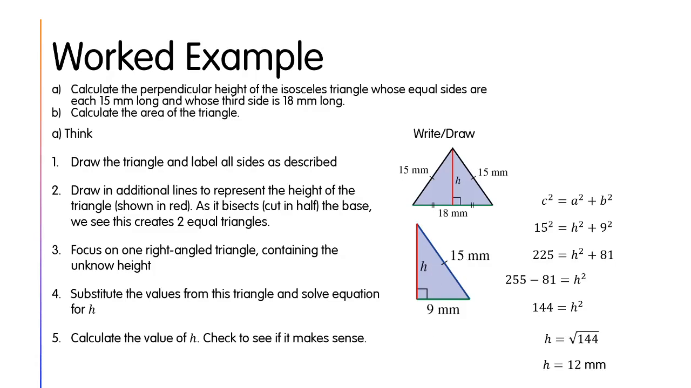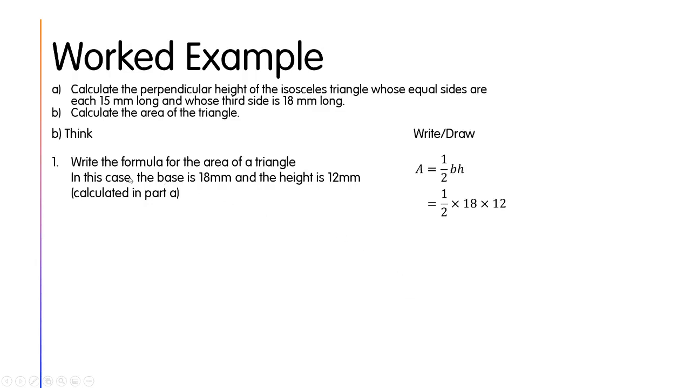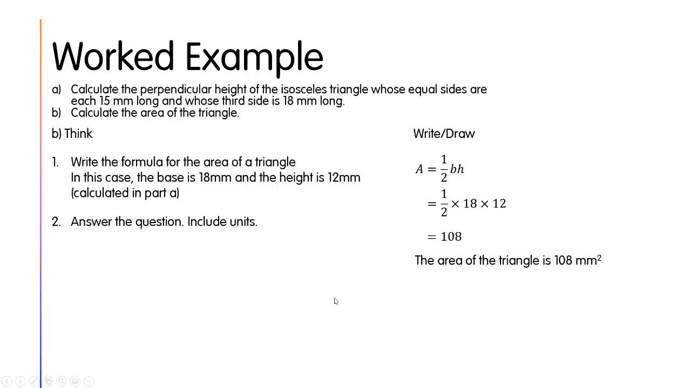So part 2 is calculate the area of the triangle. So we remember that this is 18 millimeters and we've just worked out 12 millimeters for the height. So we write the formula, area equals half base times height, and we substitute in our 18 for the base and we substitute in our 12 for our height, which is what we calculated. We do this and we calculate it to be 108, but that's not the final answer. We need to make sure we include the units. So the area of the triangle is 108 millimeters squared. Units are important.